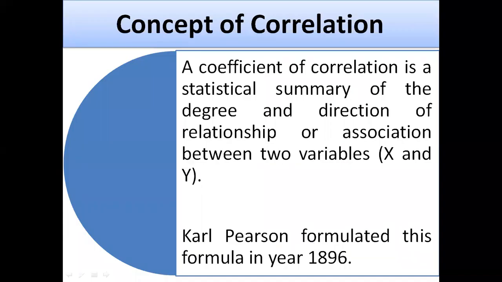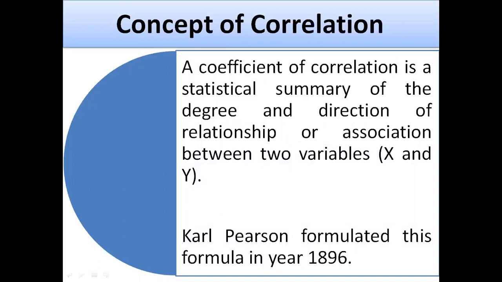First and foremost, we will go through the concept of correlation, that is, what correlation means. A coefficient of correlation is a statistical summary of the degree and direction of relationship or association between two variables. In a very simple manner, whenever we have two variables, suppose the variables are x and y, or a and b, or any others, to check the relationship or the association between these two variables, we apply the method of correlation.